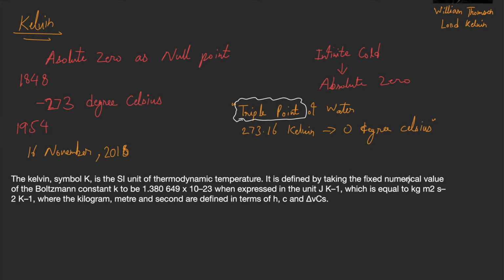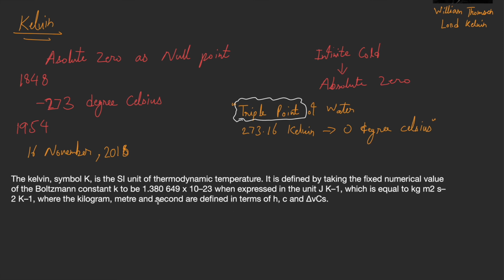It is defined by taking the fixed numerical value of the Boltzmann constant k to be 1.380649 multiplied by 10 to the power minus 23. I'm sorry, but apparently this text doesn't include any scientific format, so it is written as 10 minus 23, but it's actually 10 to the power minus 23 when expressed in the unit joule per Kelvin. This is J K^-1, which is equal to kilogram meter squared per second squared Kelvin, where the kilogram, meter and second are defined in terms of h, c and delta ν_Cs: h for Planck's constant, c for the speed of light, and delta ν_Cs for the frequency of the cesium 133 atom.